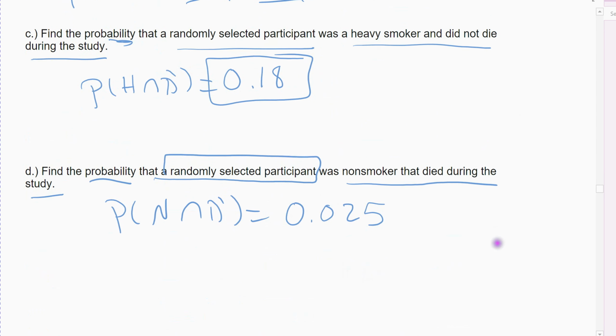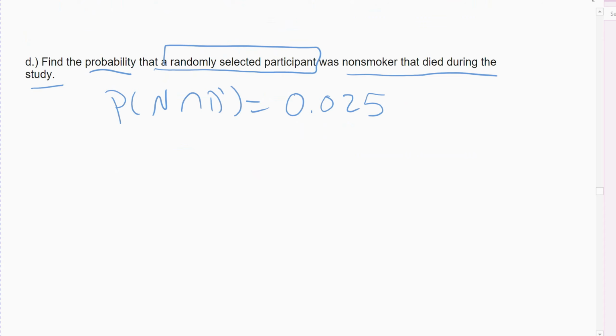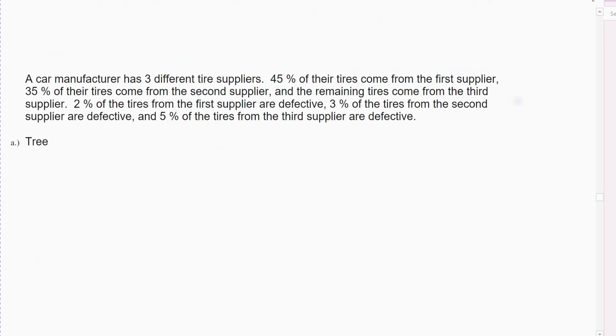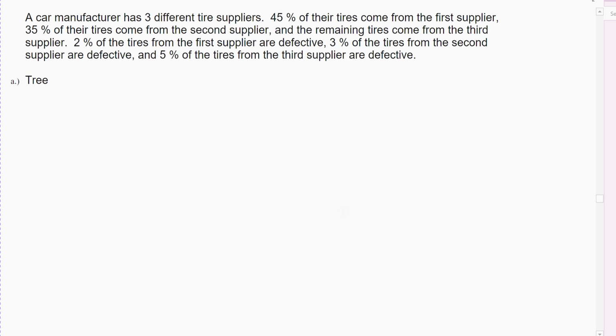Excuse me. Next example. Computer's sticking. All right, there we go. All right, my next example.